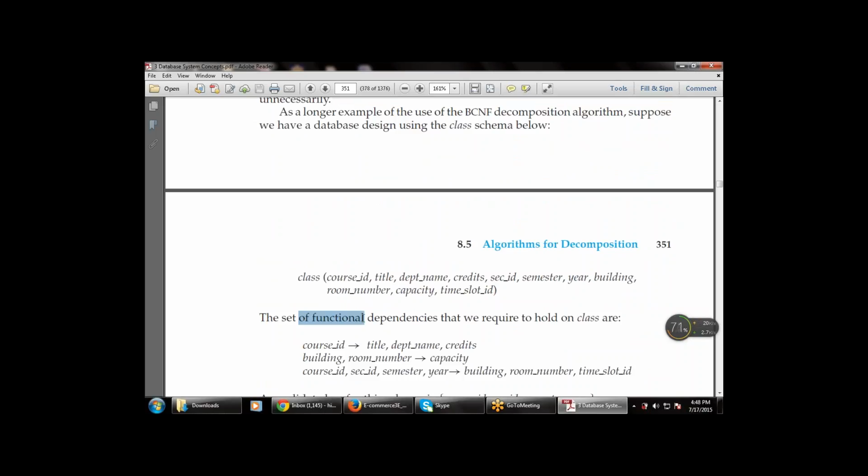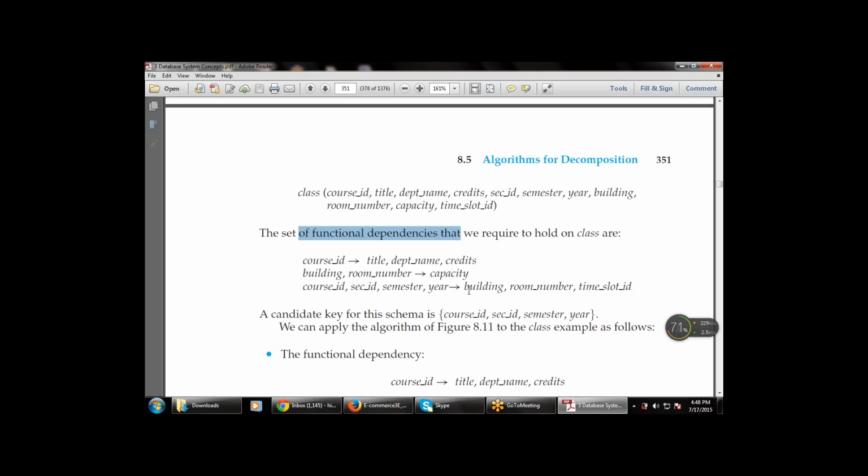Suppose we have a database design using the class schema below: course ID, title, department name, credits, section ID, semester, year, building. The set of functional dependencies that we require to hold on the class schema are: first, course ID determines title, department name, credits. Then building, room number determines capacity. Then course ID, section ID, semester, year determines building, room number, time slot ID.